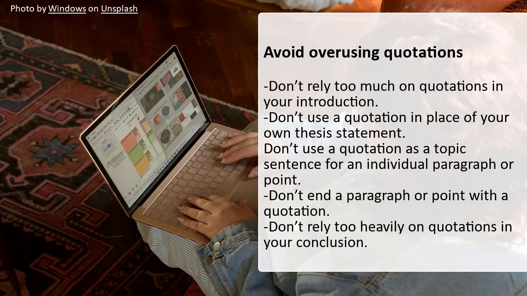Don't use a quotation as a topic sentence for an individual paragraph or point. As with a thesis statement, a topic sentence should sum up the paragraph or point in your own words. Point: don't end a paragraph or point with a quotation. It's usually better to wrap up with a final comment or summary sentence of your own that helps the transition into the next point. Point: don't rely too heavily on quotations in your conclusion.